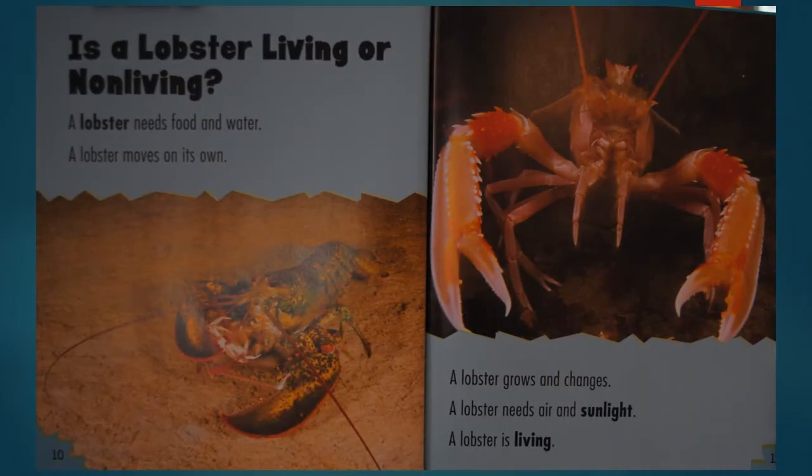Is a lobster living or non-living? A lobster needs food and water. A lobster moves on its own. A lobster grows and changes. A lobster needs air and sunlight. A lobster is living.